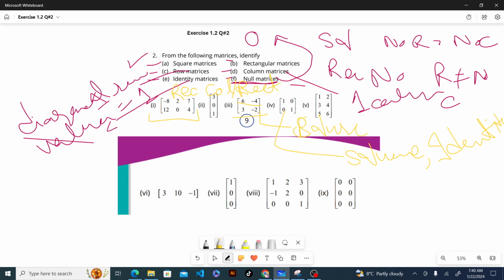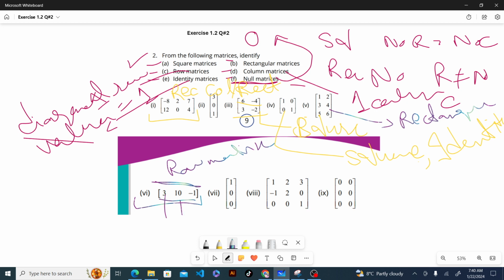Now for the 5th one, this is the 5th one. It has a different number of rows and columns, so it is a rectangular matrix. Okay, rectangular matrix. Now one row. See, one row, so it is a row matrix. A row matrix is also a rectangular matrix. Why? Because it has one row and a different number of columns. Fine.